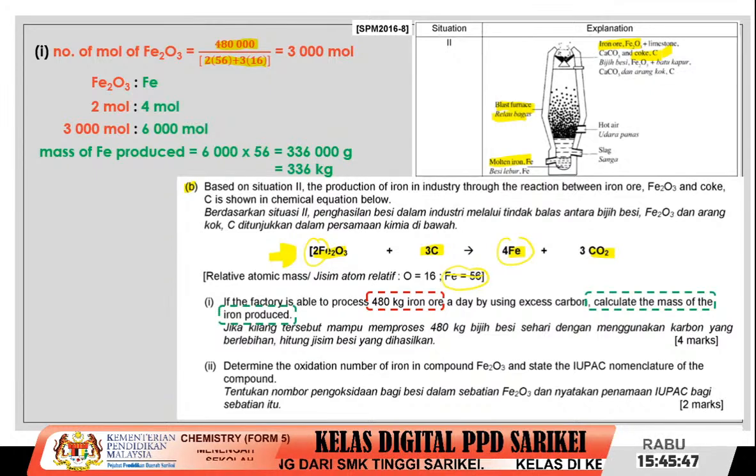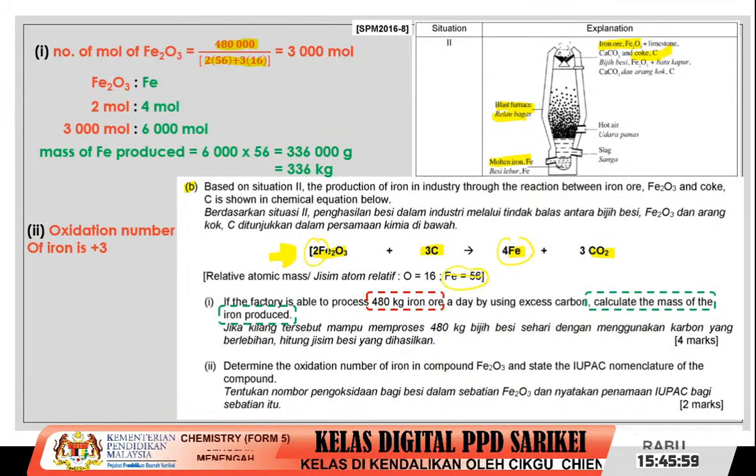Now let us move on to question 2. Determine the oxidation number of iron in compound Fe2O3. The first part of this question, the oxidation number of iron is positive 3. And state the IUPAC nomenclature of the compound. What is the correct naming for Fe2O3? It is iron(III) oxide. The oxidation number is written in Roman numerals in brackets.